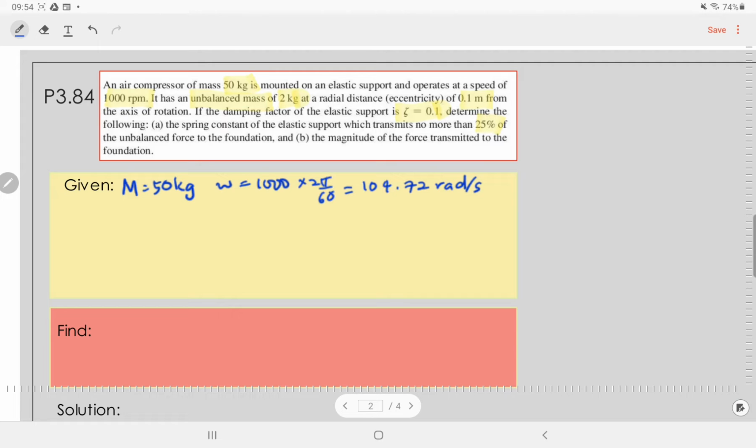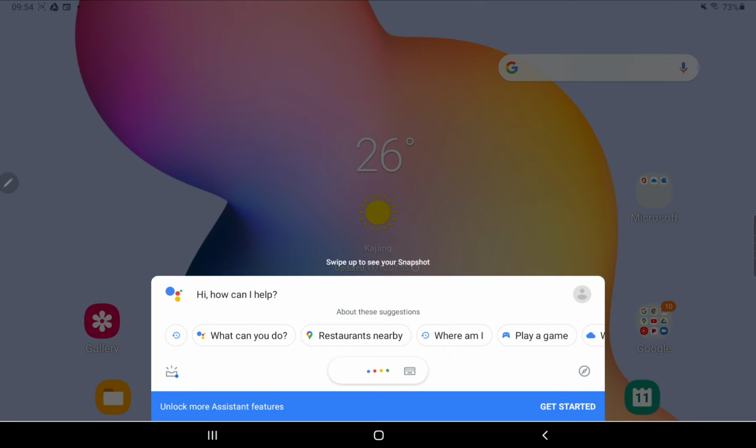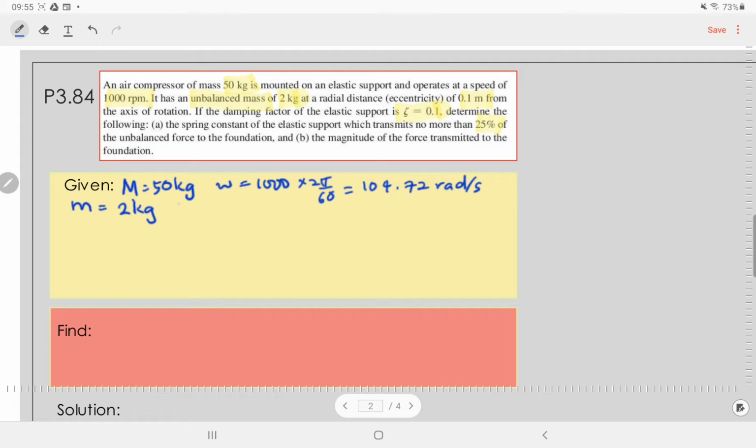And then you have your 2 kilogram. It's actually the unbalanced mass. So in this chapter, we define it as small m. So the capital M is the machine mass or the compressor mass in this case, or the hose mass. And then you also have the eccentricity. Okay, so make sure E is in meters. So in this case it is 0.1 meter. And you have your zeta is equal to 0.1. There's no unit for that. Okay, 0.1.